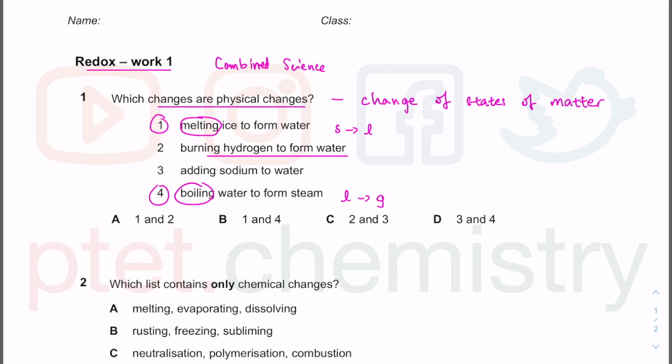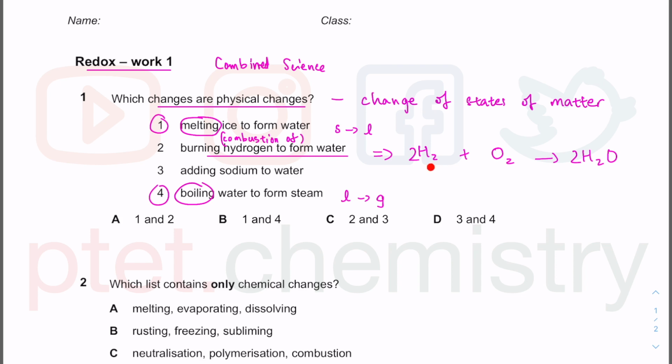In terms of reaction number 2, this is chemical change, because hydrogen burns in oxygen, or hydrogen combusts in oxygen. So burning hydrogen is the same as combustion of hydrogen in oxygen, and you will get water. And to balance the equation, you have 2H2 to give you 2H2O. That's why this is 2:1 there.